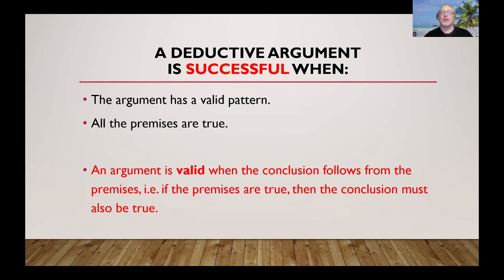This means that if you want to criticize a deductive argument, you can push back on either one of these criteria. If you can show that one of the premises is false, or at least doubtful, then the argument is not successful. If you can show that the argument does not have a valid pattern, then it is unsuccessful. However, on the other hand, if the argument has a valid pattern and you accept the premises, then you also have to accept the conclusion whether you like it or not.